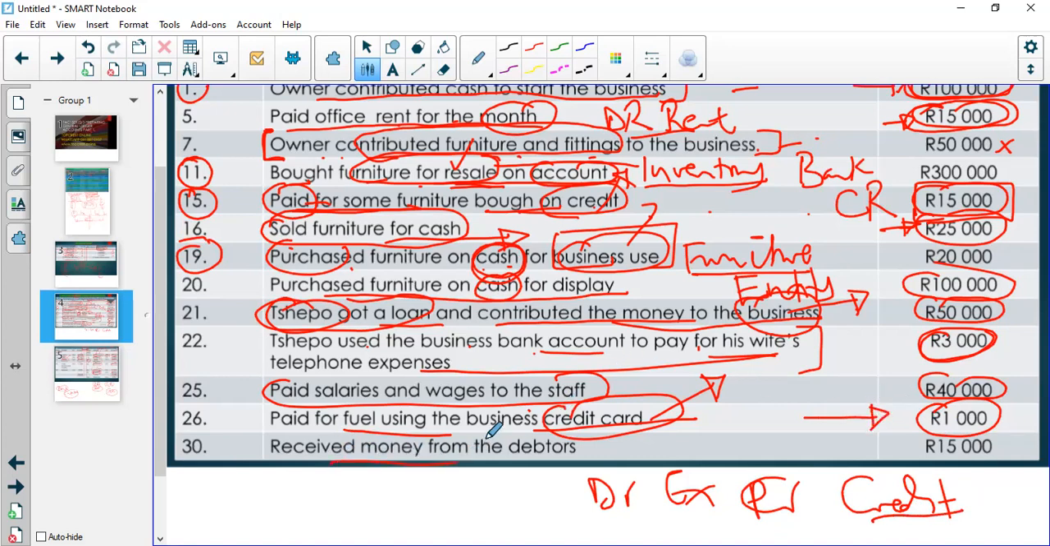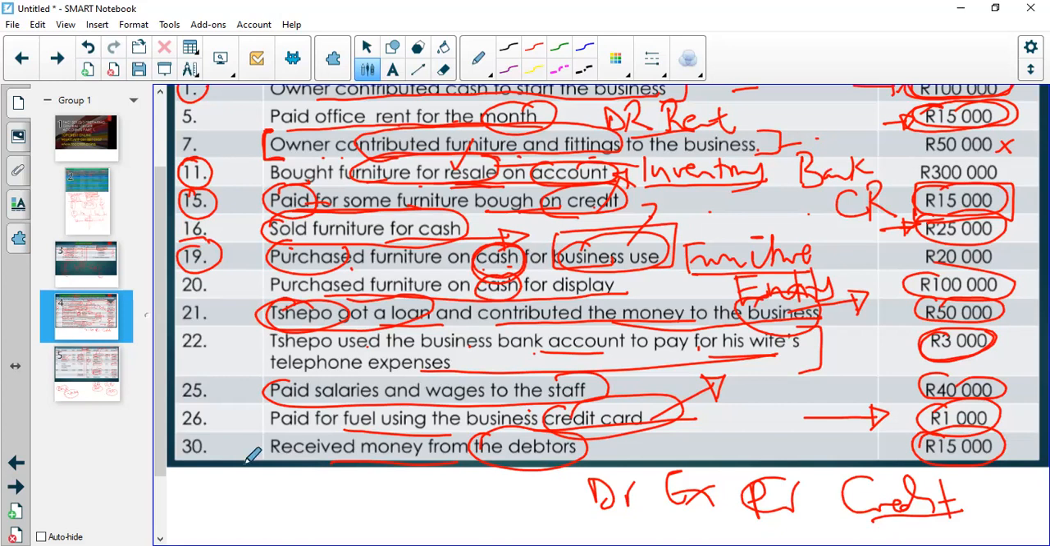Then we received money from the debtors. Now the debtors are those people we sold for on credit. So they don't pay us immediately, they pay later. Because they pay later, we're going to record this as cash received from trade receivables, not from sales. All right. Because the sales portion, we already recorded it when we say debit trade receivables, credit cash.